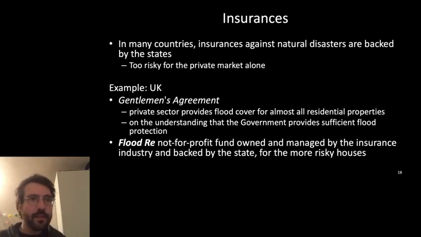Later in the 90s, some strong floods occurred, and so the system changed a little bit, and nowadays the government has set up a fund called Flood Re. The fund is owned and managed by the insurance industry, and it's there to provide insurance to the people who are the most at risk from floods. The idea is that if there is an issue and the fund is exhausted, then the state will come and give money to the fund. Thanks to this, the private sector is accepting to provide insurance even to the houses and activities most at risk, because they know that the state will help if there is an issue.